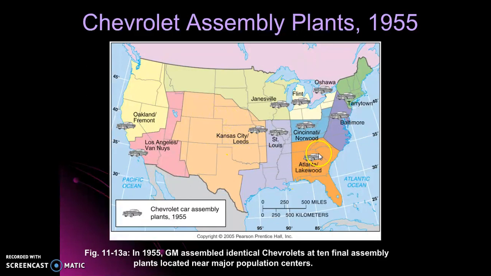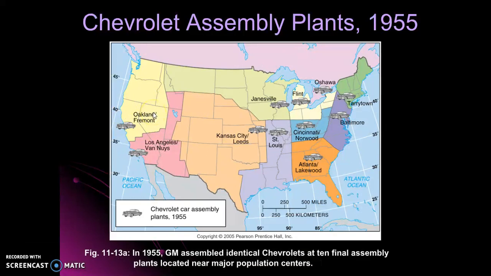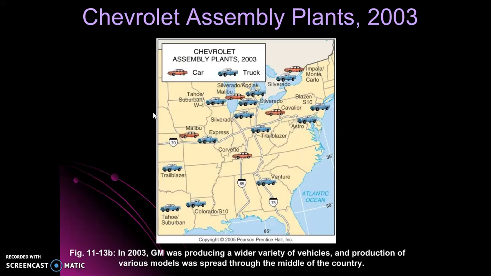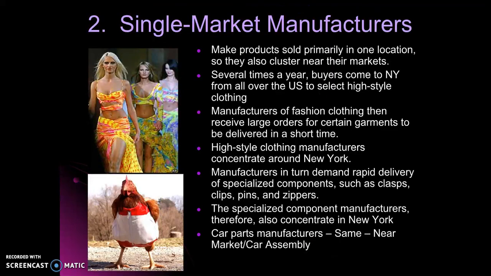If you wanted a Chevy and you lived in Florida, you wouldn't get a Chevy that had been made and assembled out here in Oakland. That's because it's a waste of money to transport that finished product all the way to Florida, because that finished product weighs so much more than the components. Again, assembly plants in 2003, you can see, are located strategically near the markets. Same thing with Saturn.